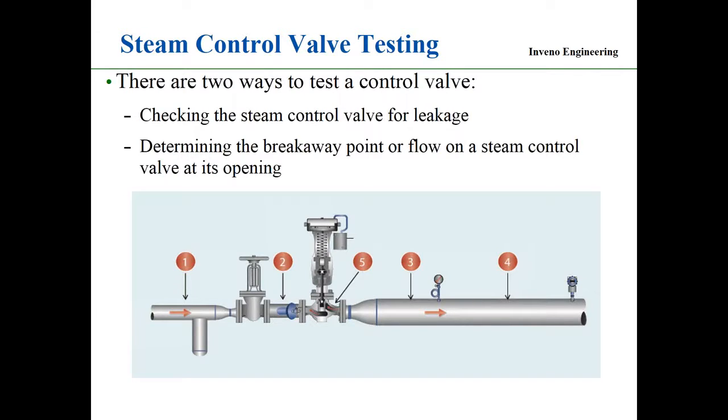If I did the test 1 and 2, 5, 3, and 4 were equal, the steam control valve is seated and it's not leaking. If I do 1, 2, and there's an increase at 5, and then decreases at 3 and 4, then the control valve is leaking.